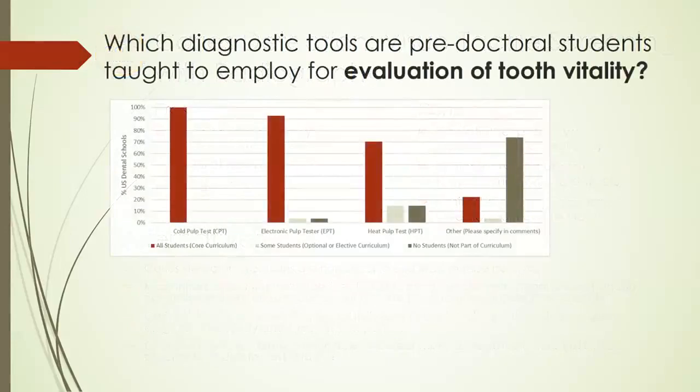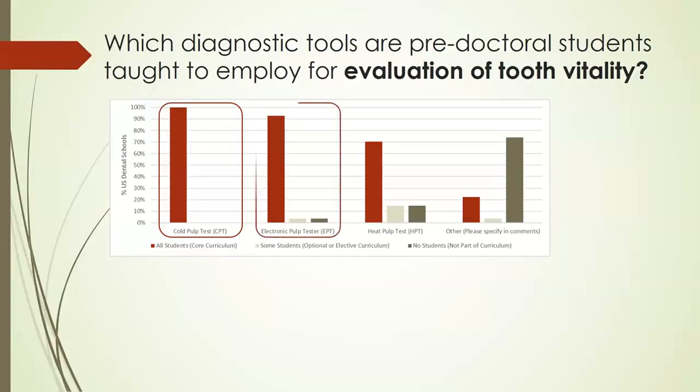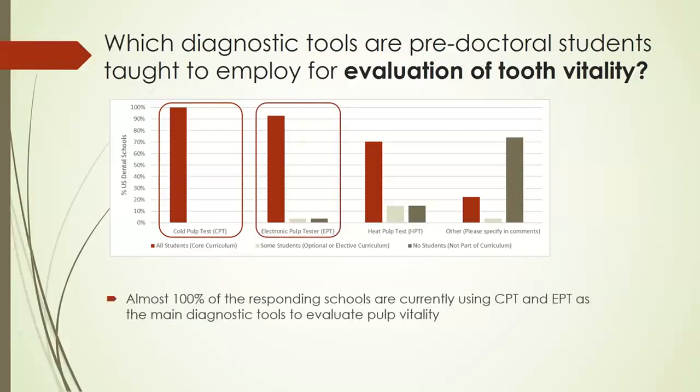For evaluation of tooth vitality, the survey results indicate that 100% of schools teach students to utilize compressed refrigerant spray to perform a cold pulp test, and use of an electronic pulp vitality tester is taught to at least some students in all but one school.